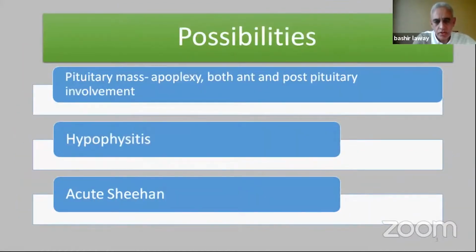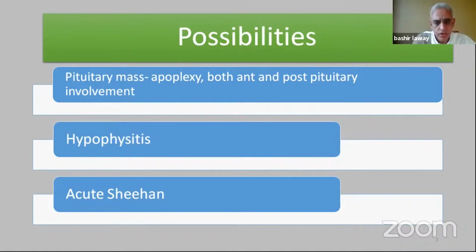So with this history, we know she had a field defect. She had some weakness which could go with cortisol deficiency. She also had polyuria and polydipsia. If we combine these three, everything had started 6 months after delivery.